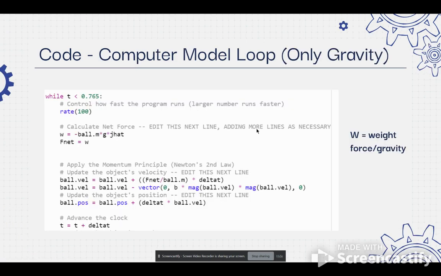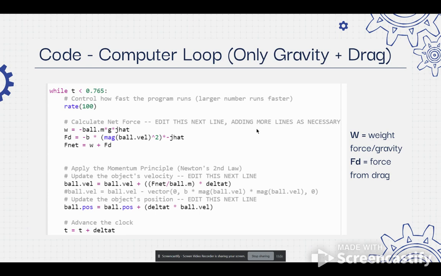And here's the code for the computer loop with only gravity. While time is less than 0.765 seconds, the only net force acting on the object is the weight, or the gravitational force, which is its mass times gravity times J hat.